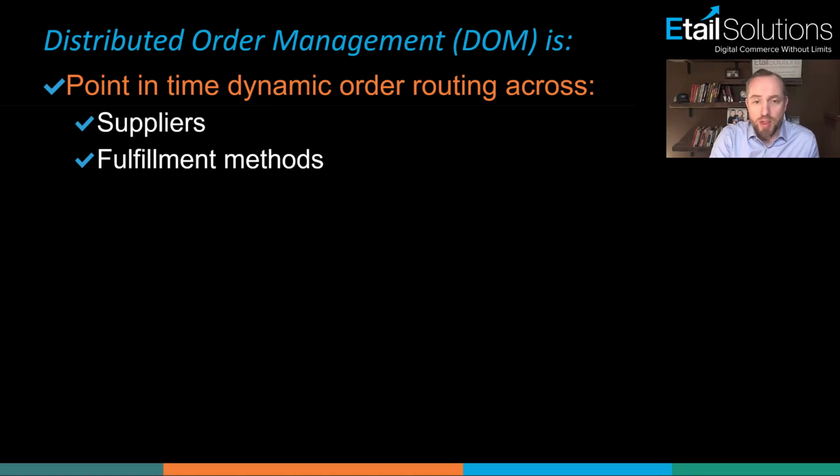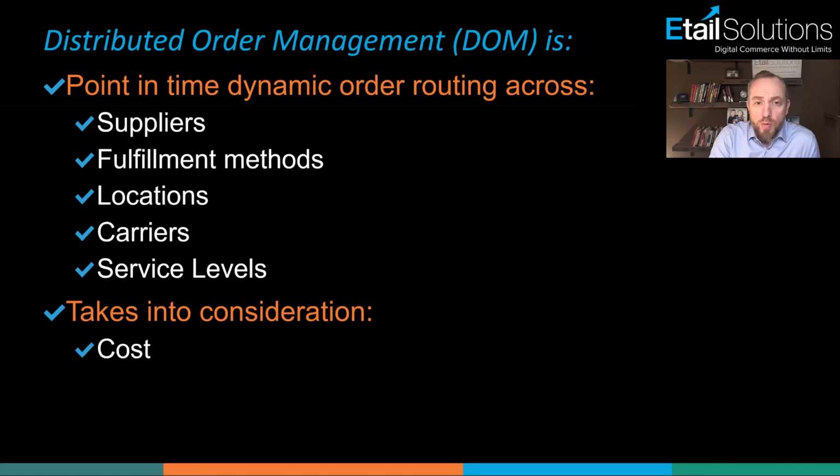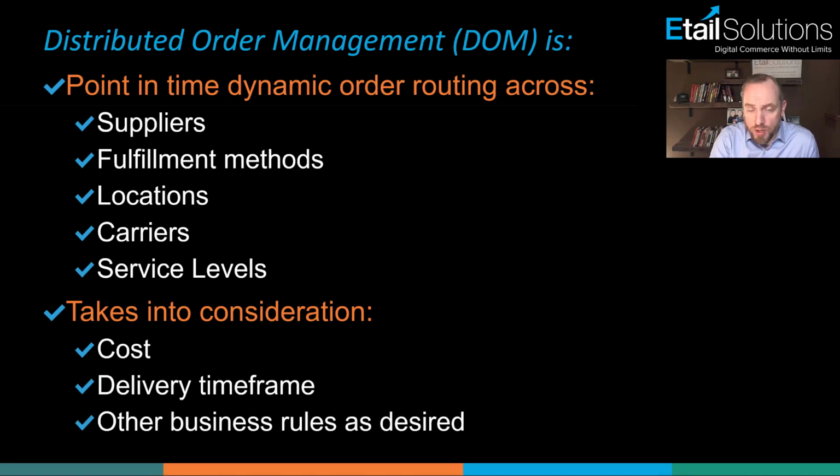So across all methods, it's also looking across all locations. It's aware of where that inventory sits and what it's going to cost to fulfill from every single one of those locations, as well as down to the carriers and the service levels provided by those carriers, right? So all of those are different variables to take into consideration. And then it also looks at what is the cost of the product, the cost of fulfillment, what is the delivery timeline, as well as what are the other business rules that I may want to enforce as it relates to making these routing decisions.